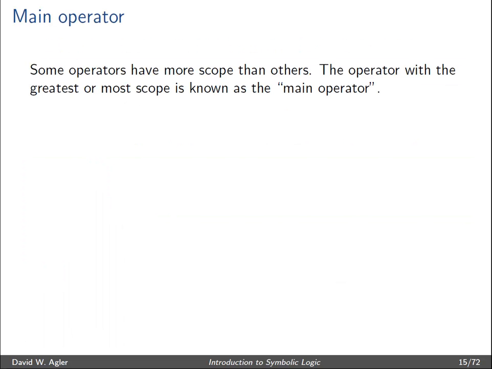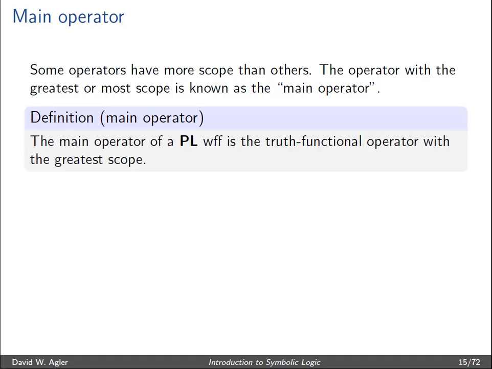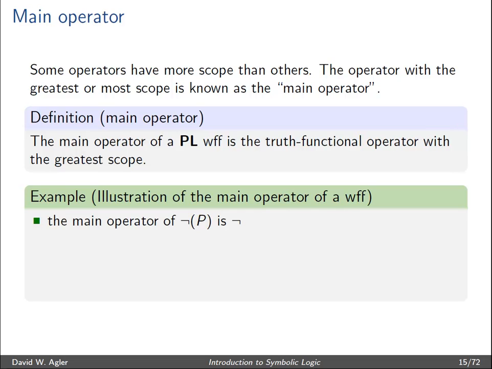So the last thing I want to talk about is what it means for an operator to be the main operator. Now the main operator, as you might guess, is the operator that has more scope than any other operator found in the formula. It is the truth functional operator in the language of propositional logic with the greatest scope. So let's look at some examples. The first example, in the case of not P, the main operator is the negation because it's the only operator found in the formula. The main operator of P and Q is the AND or caret operator. This again is because it's the only operator within the formula itself.